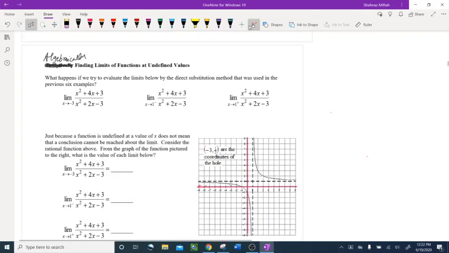Hi everybody, let's do this: algebraically finding limits of a function at undefined values.